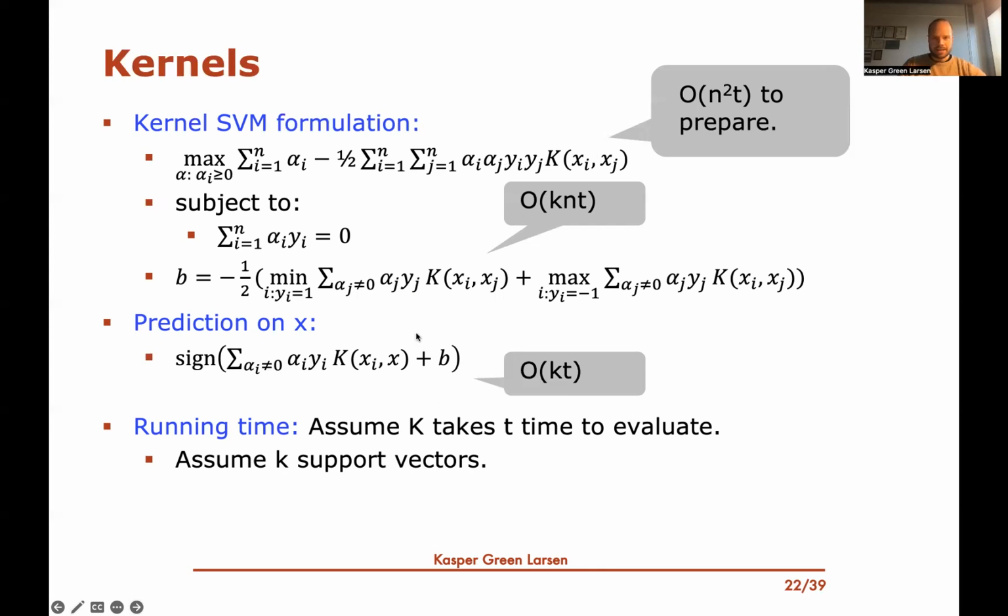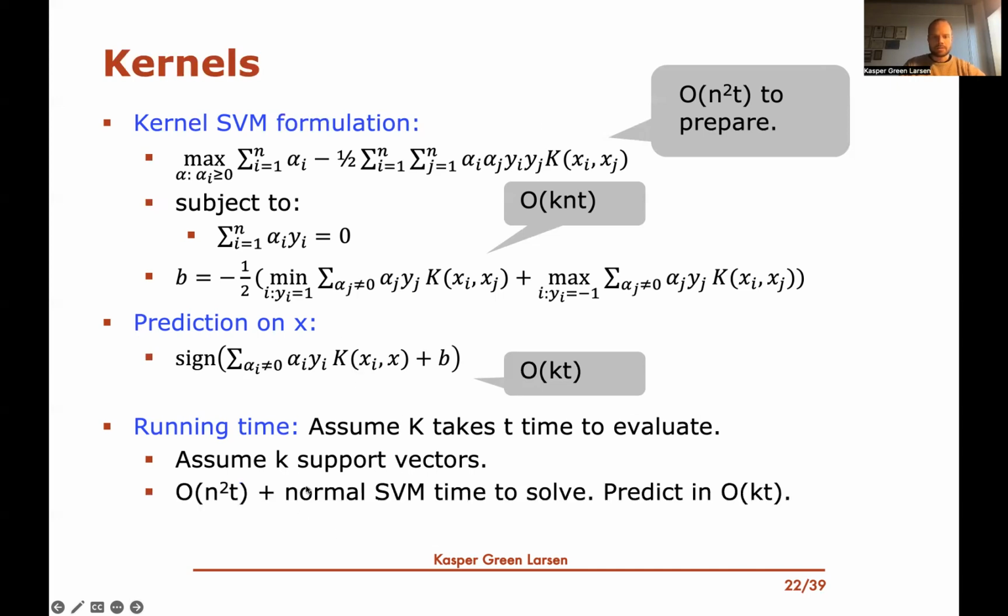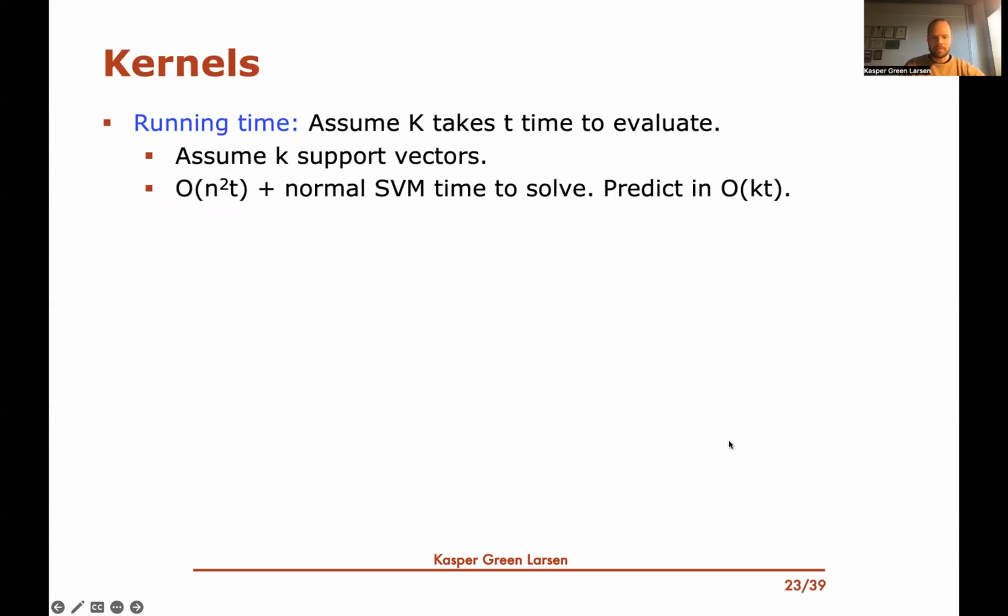Finally, making predictions. We see down here, when you want to make a prediction on a new point, the sum involves k terms, all the support vectors, and evaluating the kernel on each of them takes t time. So to solve it takes n squared times t time to set up the optimization problem, and then just the normal time to solve the SVM problem. It doesn't really depend on the dimension anymore. You just get all these coefficients onto the alpha i, alpha j terms. Predictions are done in k times t time. So this is what it takes.